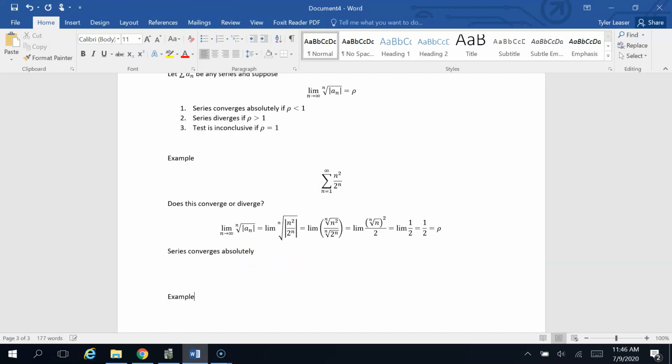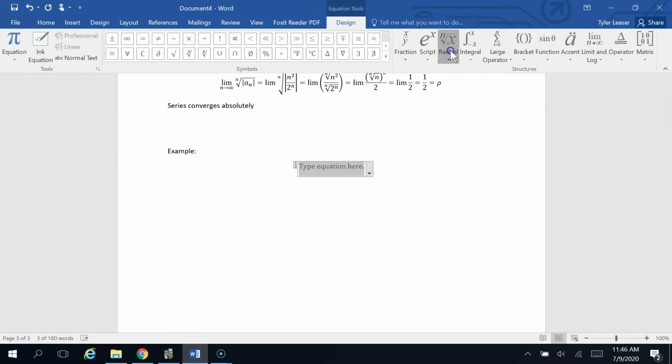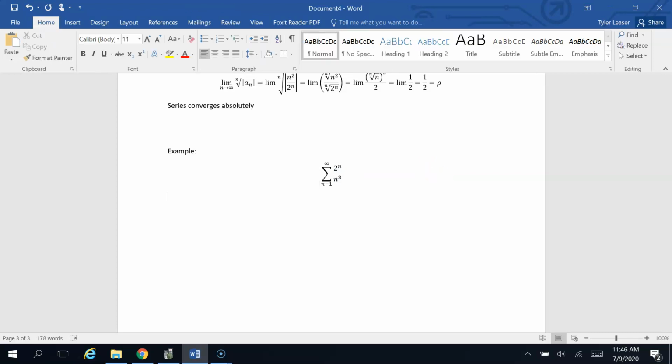Let's look at one more example. Let's do this one. So this will be the series n equals 1 to infinity again. This time 2 to the n over n cubed. Same question. Does this converge or diverge? Okay, we're going to use the root test again because we have this n power and just a single fraction with just no adding and subtracting anywhere. So we have to again look at that limit.